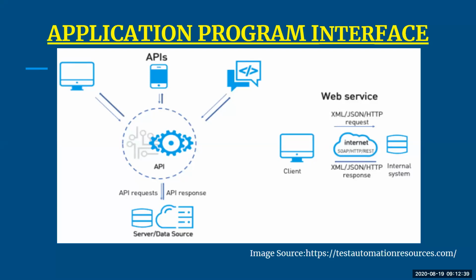Over your screens, you can see the diagram. There is something called an API request, and something called an API response. The API is connected with different client machines, which can be laptops or desktops, mobile phones, or messaging. Whatever request is coming will be sent to the server. The server will fulfill the request and give you back the results.